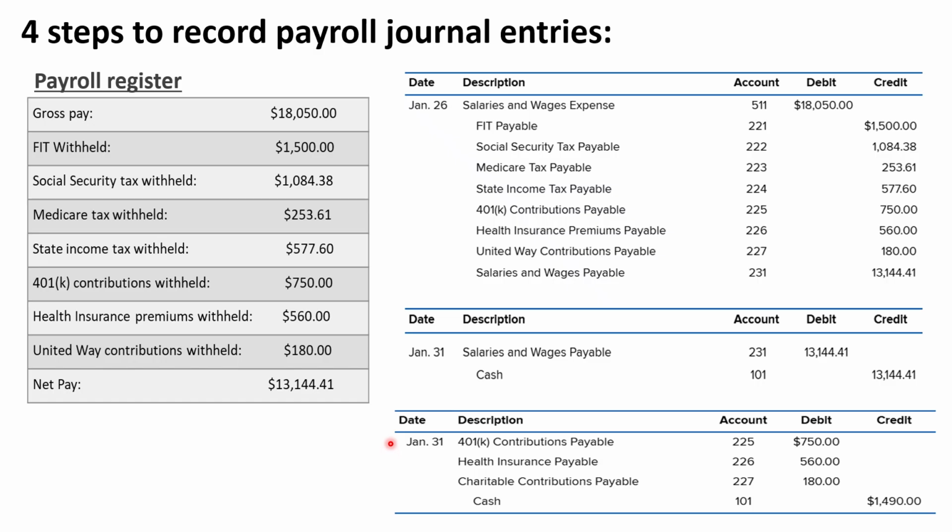The employer is responsible for paying all voluntary deductions such as 401k, health insurance, and contributions. For our example, that means that we debit the 401k for $750, health insurance premiums payable for $560, and United Way contributions payable for $180. And then we credit the cash account with a total of $1,490.